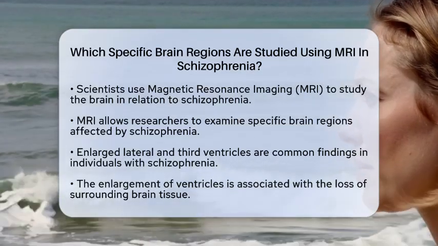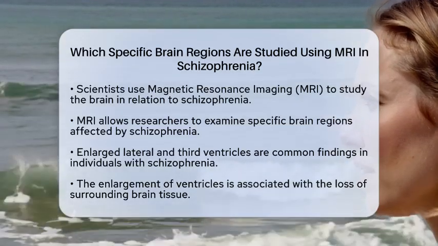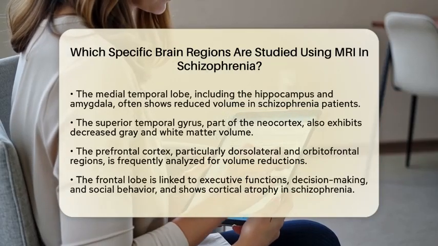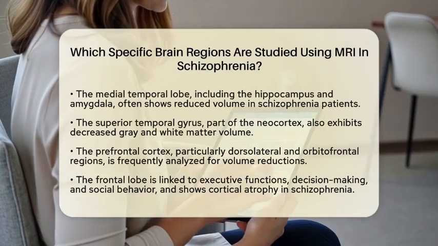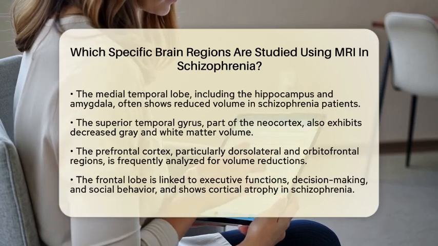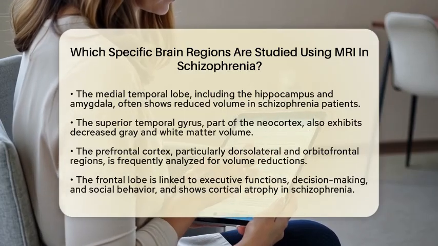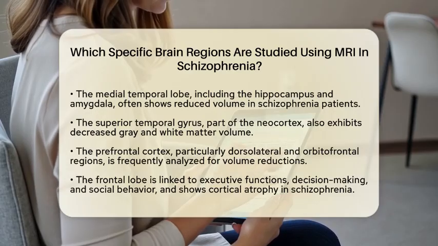Next, the temporal lobe structures are significant. The medial temporal lobe, which includes the hippocampus, amygdala, and parahippocampal gyrus, plays a role in memory and emotions. In people with schizophrenia, these areas often show reduced volume. The superior temporal gyrus, part of the neocortex, also shows abnormalities, including decreased gray and white matter volume.